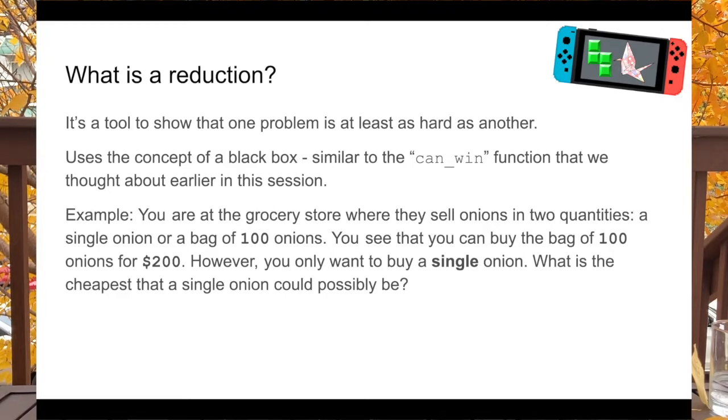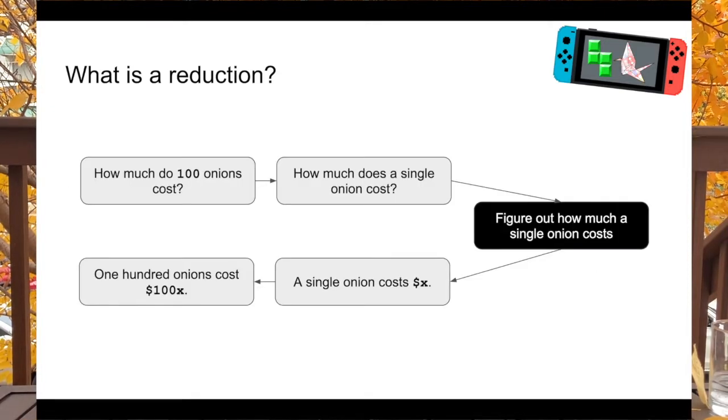Now, here's where the reduction part comes in. So suppose you didn't know the price of a 100 onion bag either. However, one way to get 100 onions is to just buy a single onion 100 times, right? So in order to figure out how much 100 onions would cost, you can just figure out how much a single onion costs and then multiply that by 100.